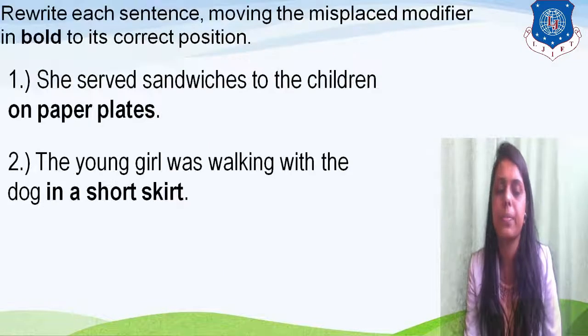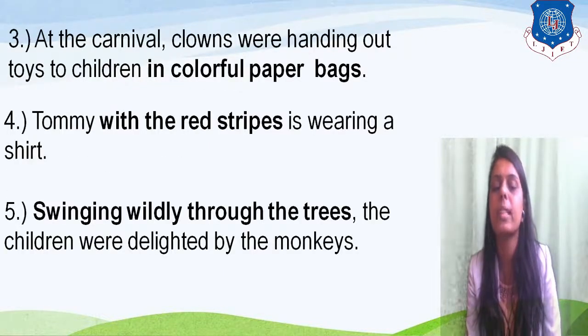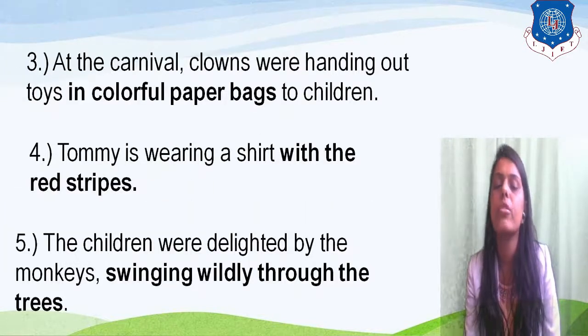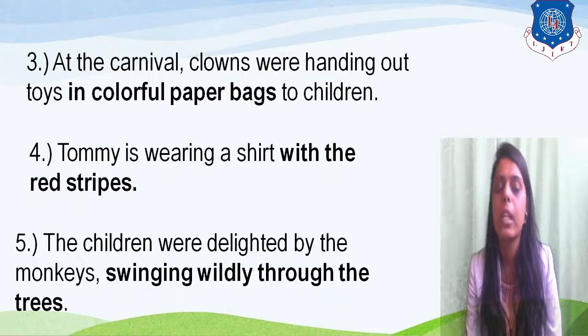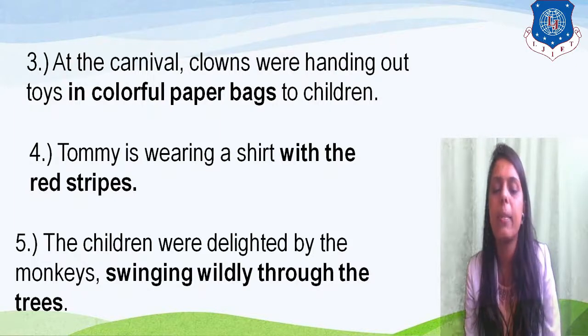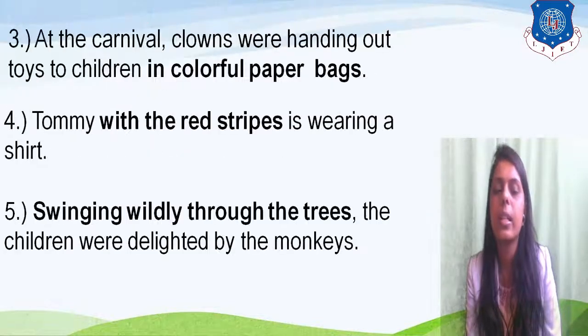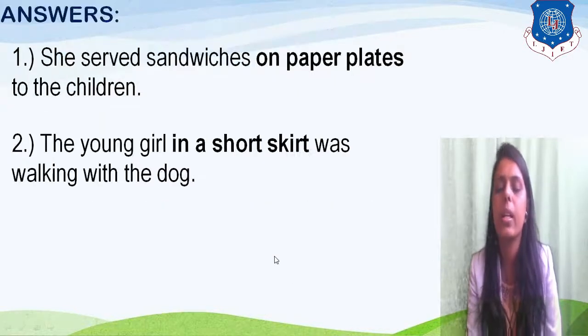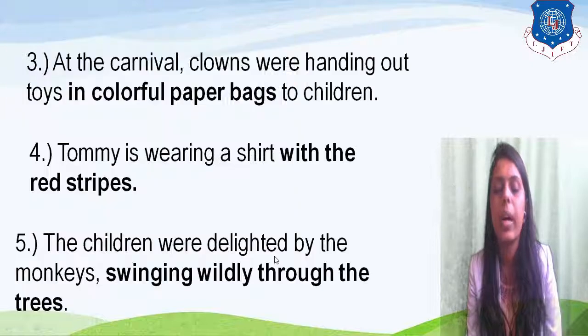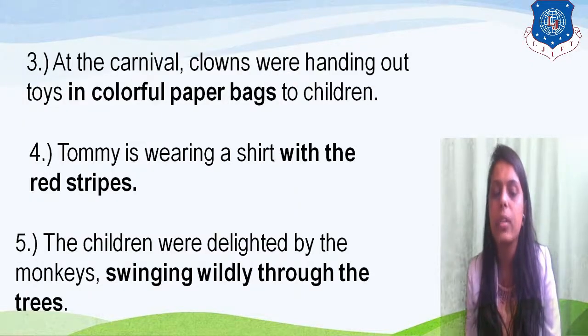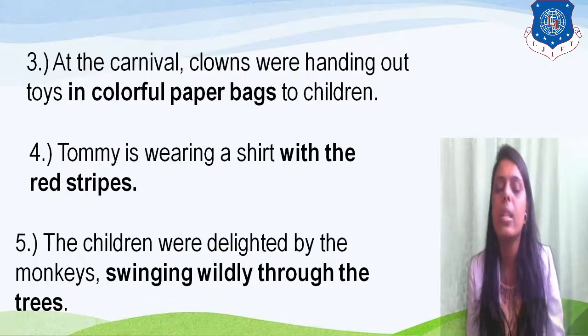Fourth: Tommy is wearing a shirt with the red stripes. Here you can see what it was: Tommy with red stripes is wearing a shirt. No, Tommy is wearing a shirt with the red stripes. Fifth: The children were delighted by the monkeys swinging wildly through the trees. Before it said, swinging wildly through the trees, the children were delighted by the monkeys. Who is swinging? The monkey is swinging. So you have to say, the children were delighted by the monkeys swinging through the trees. Right? You can see the difference.